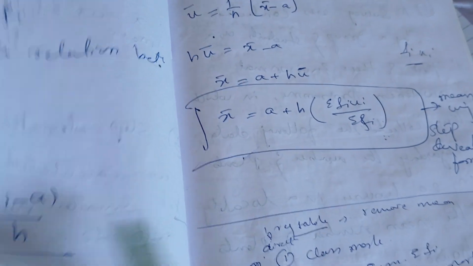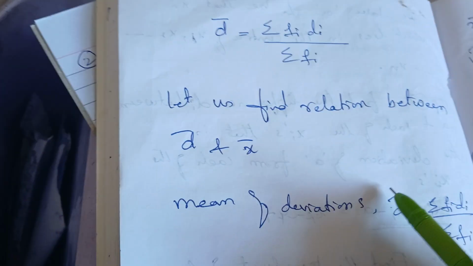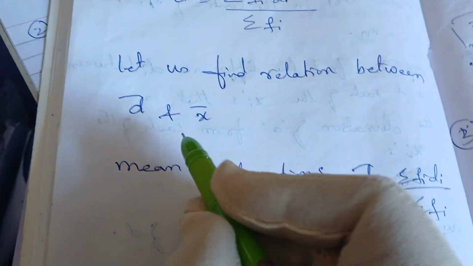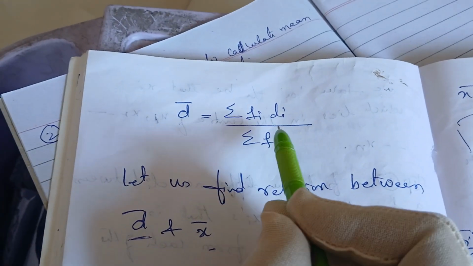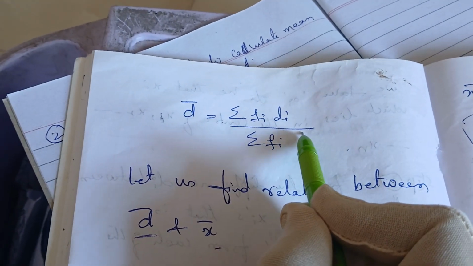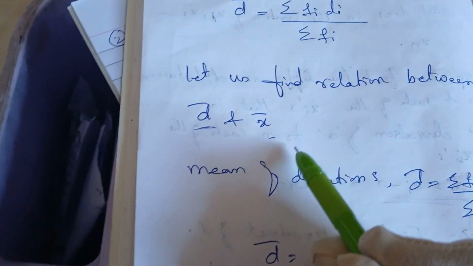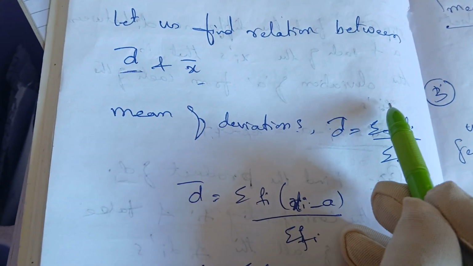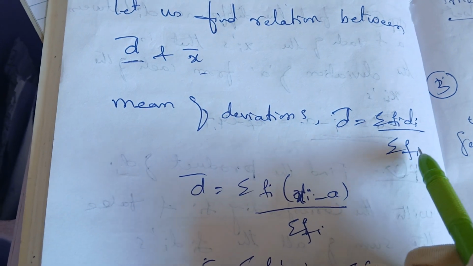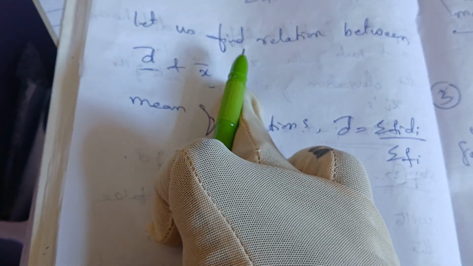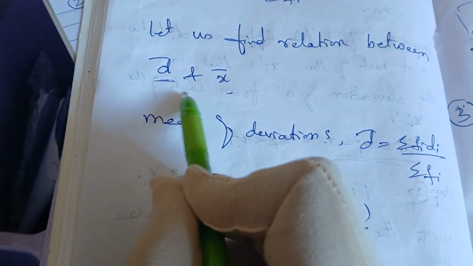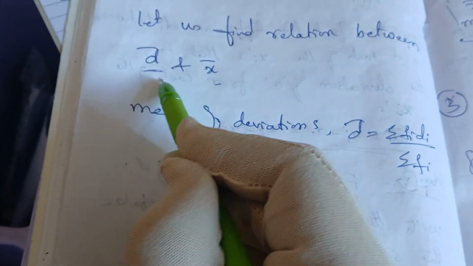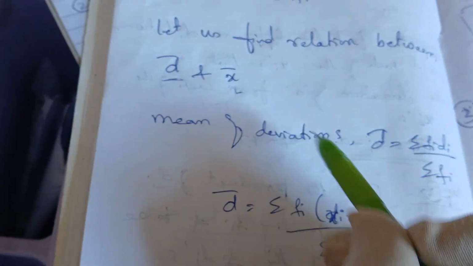One more thing given in the step deviation method is, let us find the relationship between di and xi. So what is the relationship? d bar is sigma of fi into di by sigma of fi. Mean is x bar. Mean of deviation is d bar equals sigma of fi di by sigma of fi. So we have to find the relationship between the mean and the mean deviation. We have to find the relationship between these two.